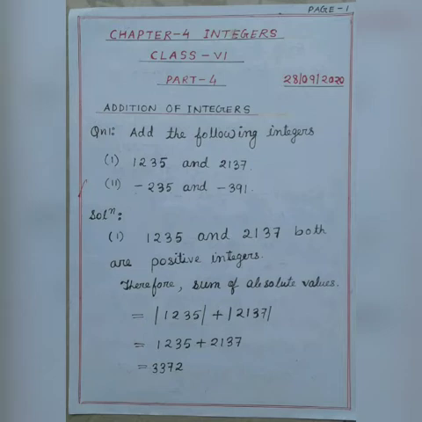So absolute value of 1235 is 1235 and absolute value of 2137 is 2137. Therefore, the sum of the two integers is 1235 plus 2137, which is equal to 3372.